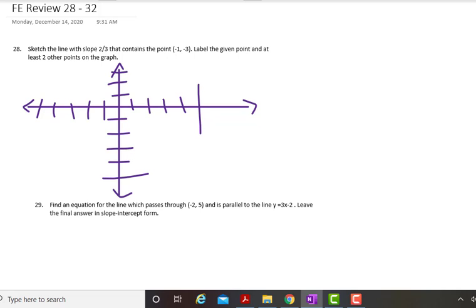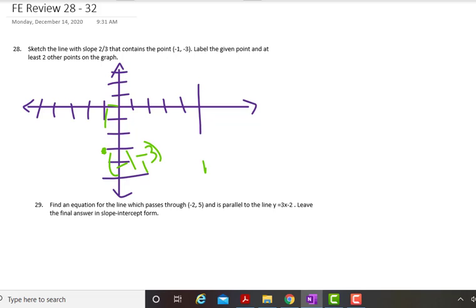All right, so I'm going to start by plotting the point -1, -3. So I will go -1, -3. Here's my first point. I'm going to label it. So it's -1, -3. So the slope is 2/3.